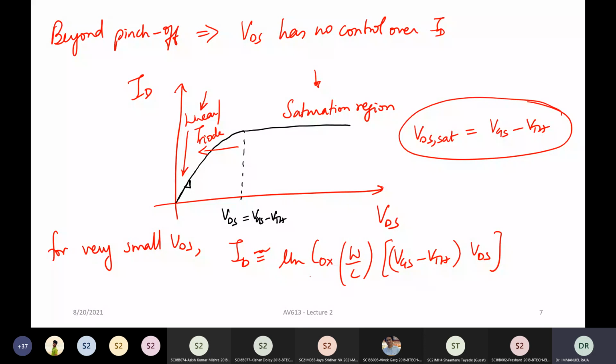Student: So what about the resistance in the channel, sir? Okay, I'll come to that now. Just give me some time. I will come to that. We will talk about on resistance, drain to source resistance, and so on. Just bear with me for some time.